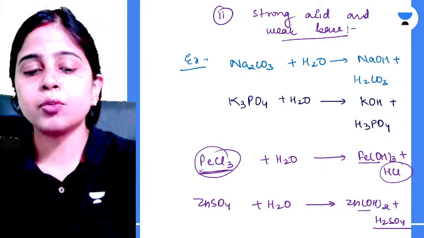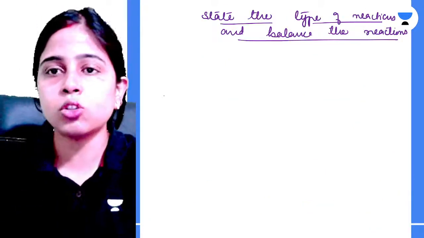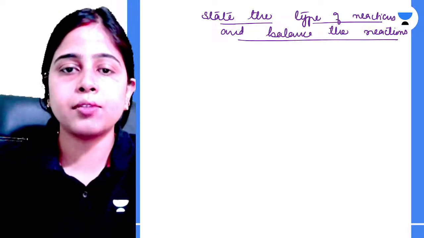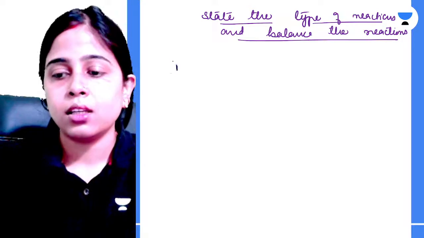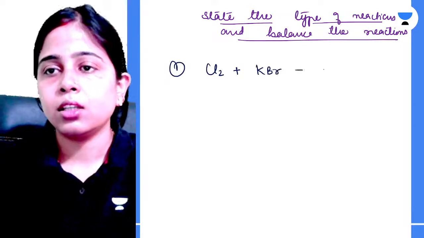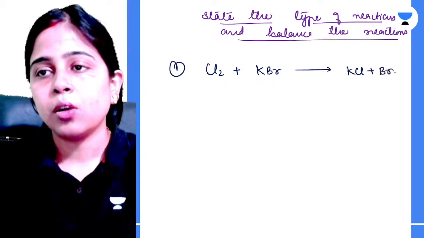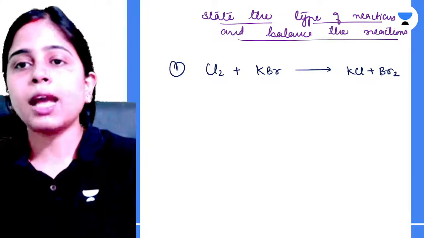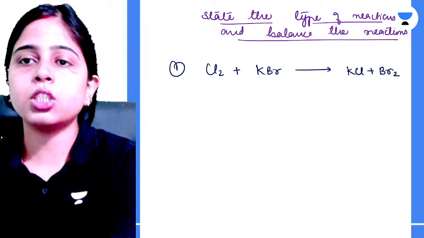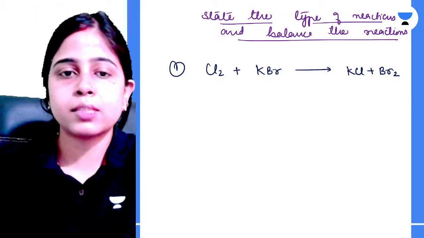And let's have a few questions as a part of our discussion so that you can understand how to solve the questions. For example, first reaction that we have is chlorine reacting with KBr to form your KCl and bromine is formed. What type of reaction is this? Is it combination reaction? Is it decomposition reaction? Is it displacement reaction? Or is it double displacement reaction?